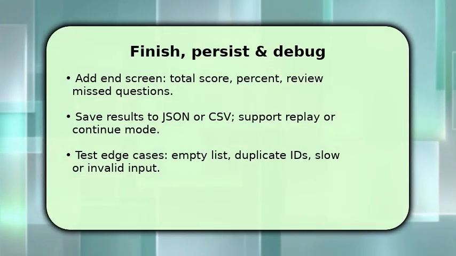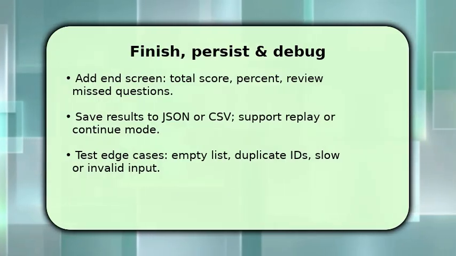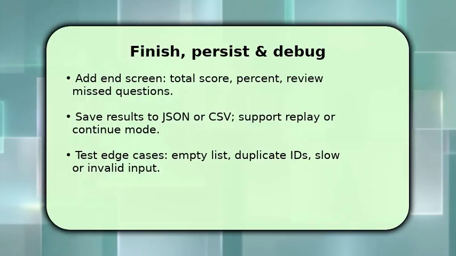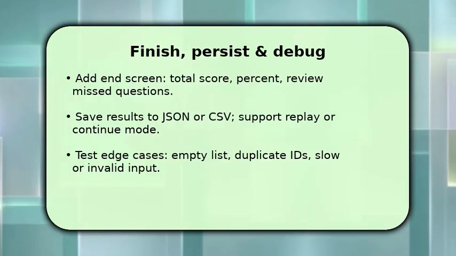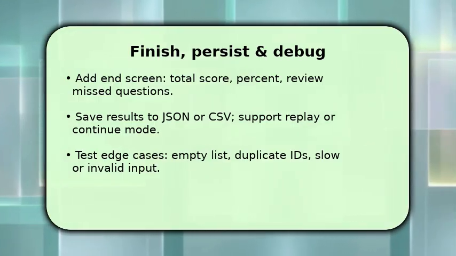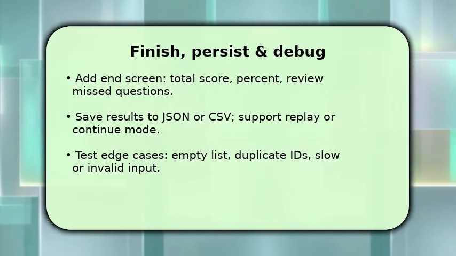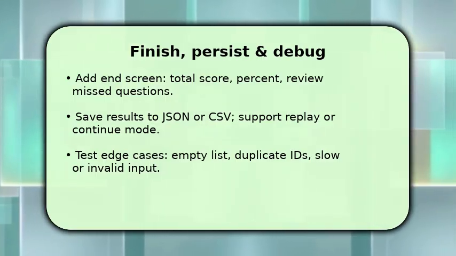Once done, run systematic tests for edge cases like empty question sets or duplicate IDs. If things go wrong, a key troubleshooting tip: print intermediate state, questions list, current index, and user input to isolate where values diverge. This reveals logic bugs quickly.